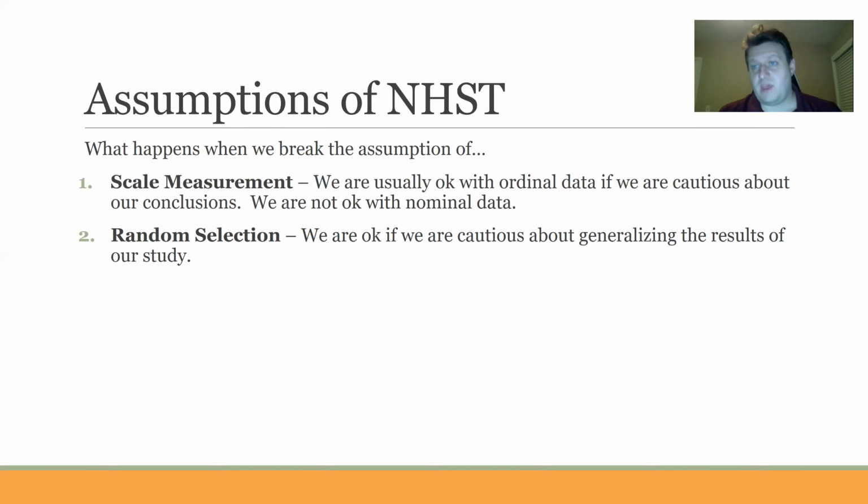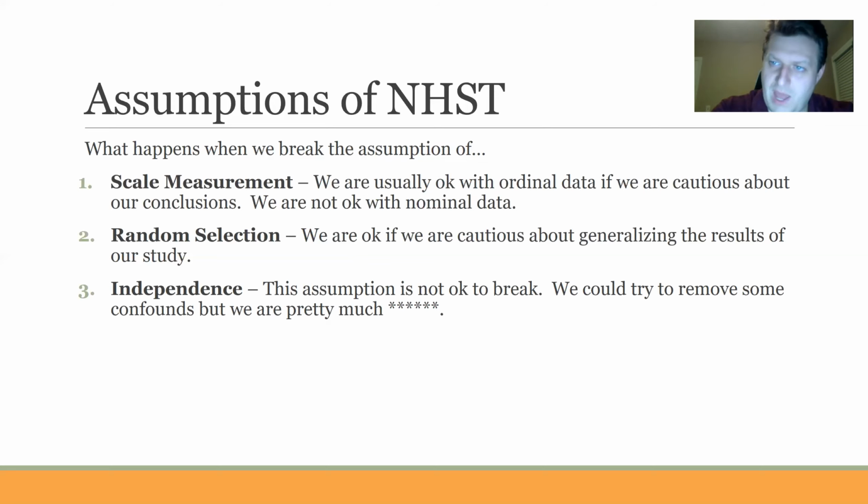Random selection. If random selection is violated, that is okay, but we just can't generalize our findings to everybody in the population. All right. So we need to be mindful about the generalization of our study to everybody in the population if we do not have a random selection from the population, right? I mean, this makes sense. When we use only college sophomores, when we're doing psychology studies, we need to be cautious about the interpretation of that and whether or not we can generalize to everybody else in the world.